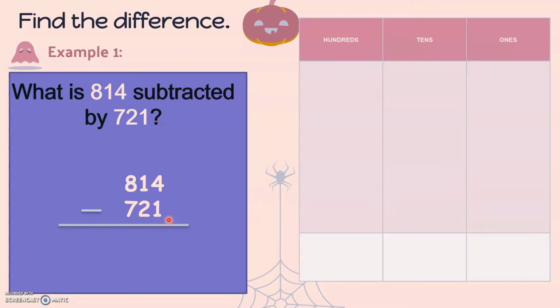To solve this, we will use the base 10 blocks and place value chart. Again, we'll start by subtracting from the ones place value. So we have 4 ones minus 1 one is 3. Now, let's proceed to the tens place value. We have 1 ten subtracted by 2 tens.